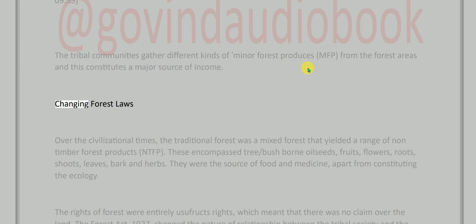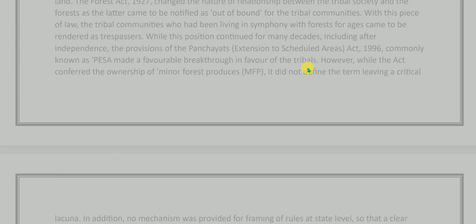250. 935. The tribal communities gather different kinds of minor forest produce, MFP, from the forest areas, and this constitutes a major source of income. Changing forest laws. Over civilizational times, the traditional forest was a mixed forest that yielded a range of non-timber forest products, NTFP. These encompassed tree and bush-borne oilseeds, fruits, flowers, roots, shoots, leaves, bark and herbs. They were the source of food and medicine, apart from constituting the ecology. The rights of forest were entirely usufruct rights, which meant that there was no claim over the land. The Forest Act, 1927, changed the nature of the relationship between the tribal society and the forests, as the latter came to be notified as out of bounds for the tribal communities.